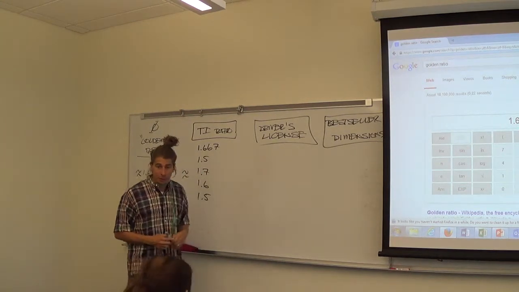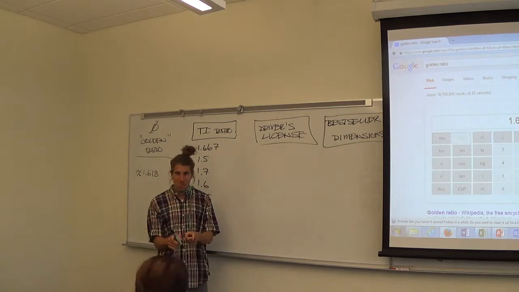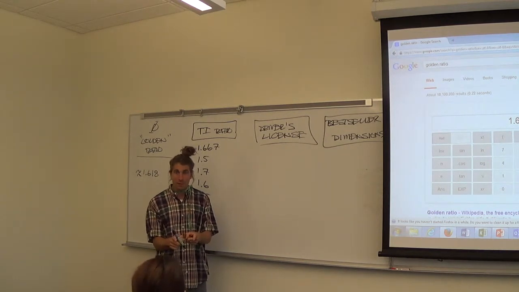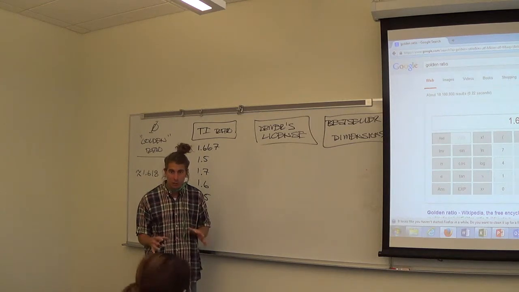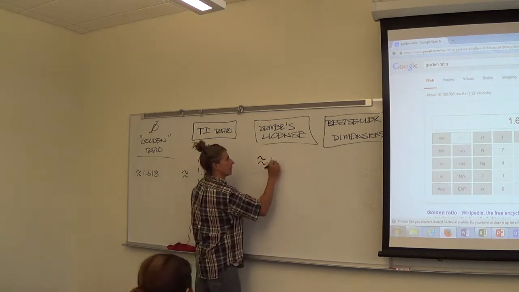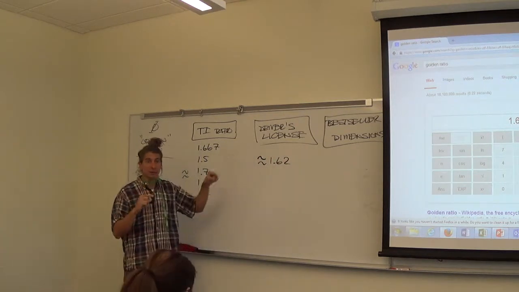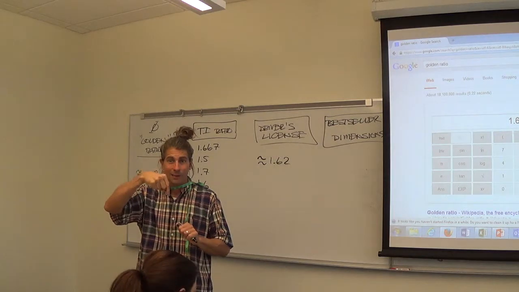Driver's license. Anybody measure their driver's license? What kind of ratios did we get? 3.25 over 2, which is just about 1.6-ish. 1.61 maybe, 1.62? Yeah. A credit card would be similar. You ever notice that a credit card and driver's license fit in the same spot in your wallet? Yeah, they do.